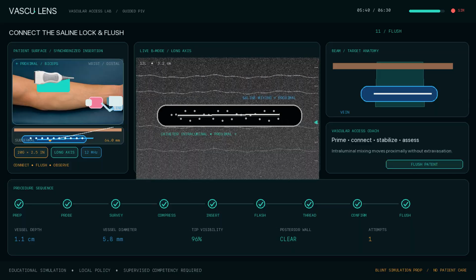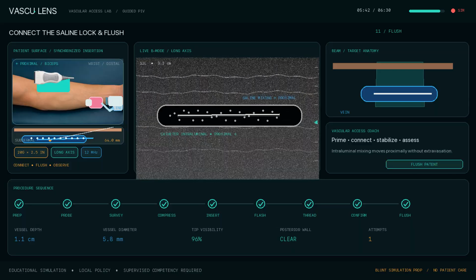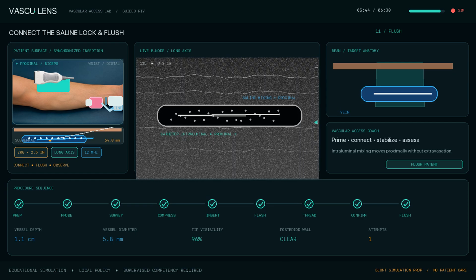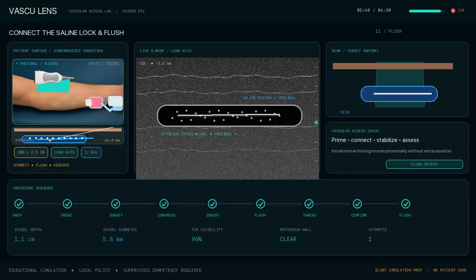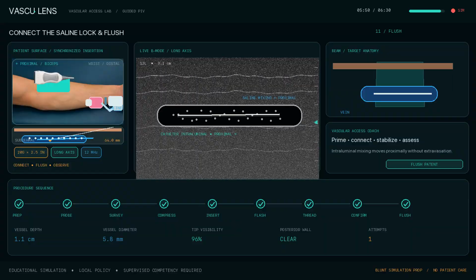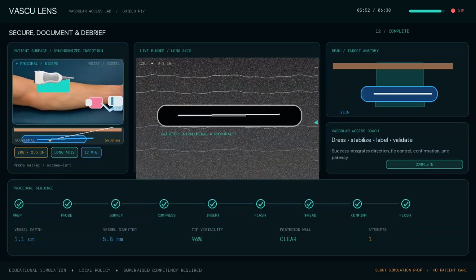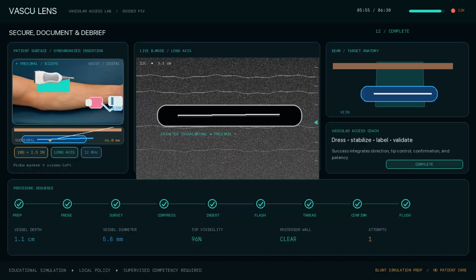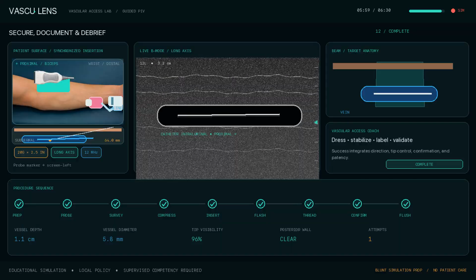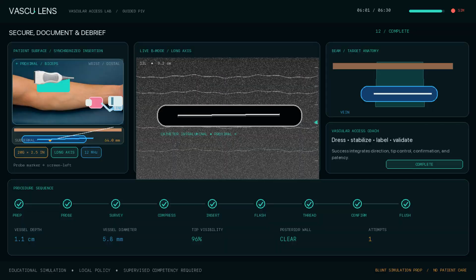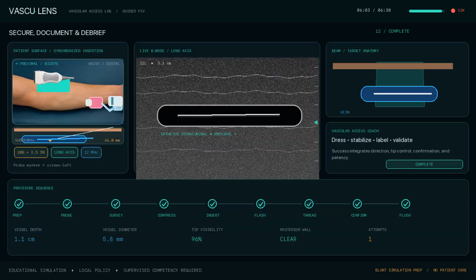There should be no pain, resistance, leaking, swelling, or extravascular fluid collection. Stop immediately if infiltration, arterial placement, nerve symptoms, or another complication is suspected. Secure the catheter with the approved sterile dressing and stabilization method, label it as required, and document the site, gauge, length, number of attempts, ultrasound guidance, patency assessment, and patient response.